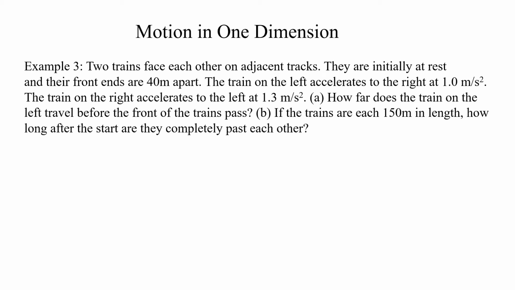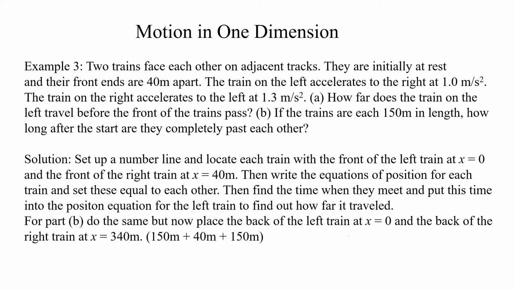So part A, how far does the train on the left travel before the front of the trains pass each other? Part B, if the trains are each 150 meters in length, how long after they start are they completely past each other? All right, so next we want to set up a number line and draw a picture.